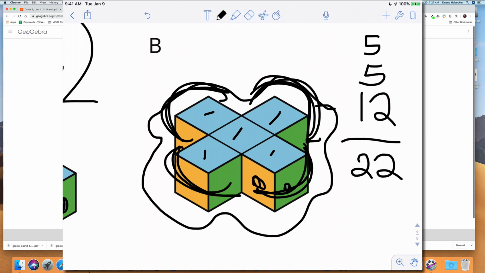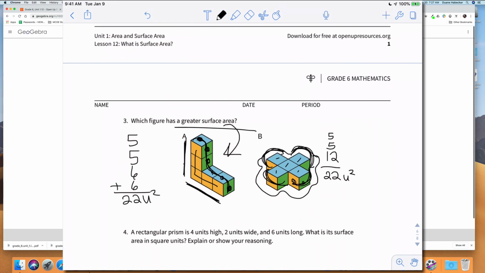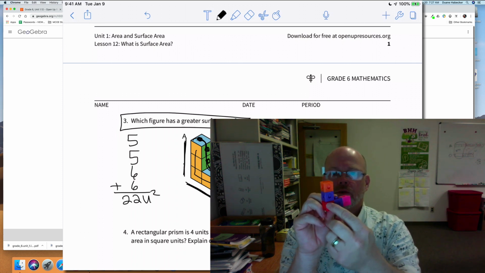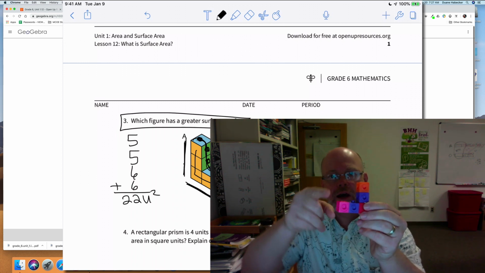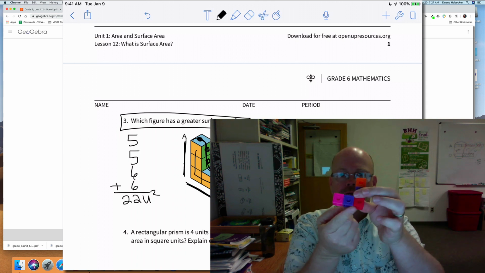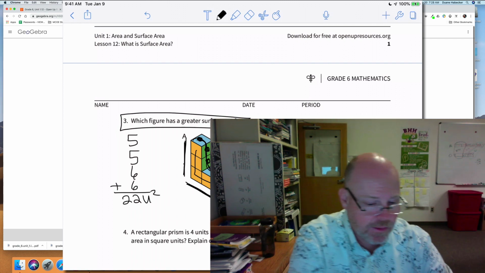So I got 22, and ooh, the way I'm looking at it, this was kind of a trick question. Which has the greater surface area? It looks like they are identical. Now here's the way I would do it: I would actually build it and count to be sure. So 1, 2, 3, 4, 5 on the front, 1, 2, 3, 4, 5 on the back. Counting this part, we got 1, 2, 3, 4, 5, 6. And then counting this outside, 1, 2, 3, 4, 5, 6. So there's your 5 plus 5 plus 6 plus 6 that we had done here.